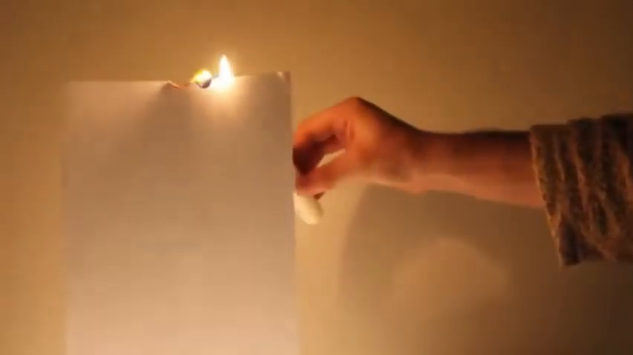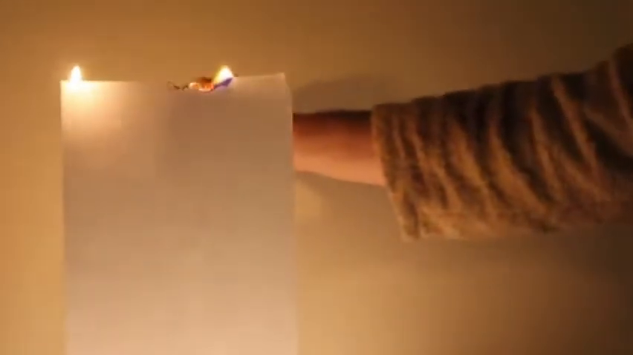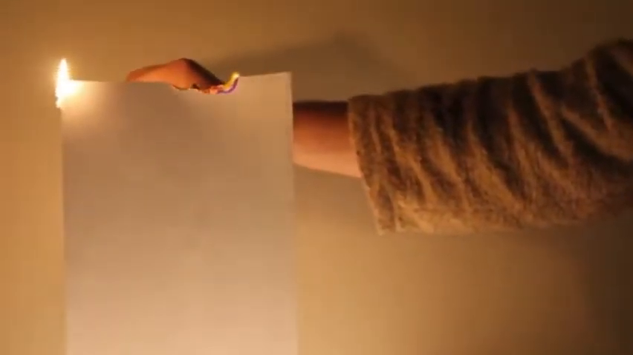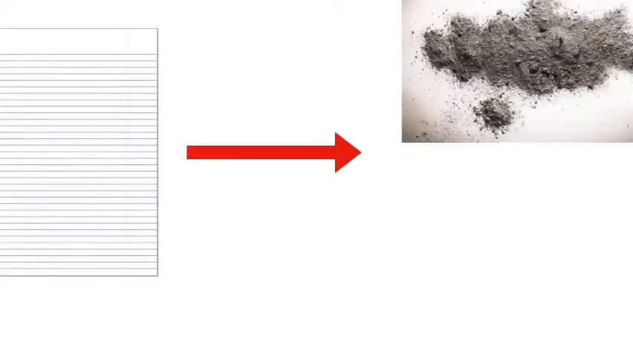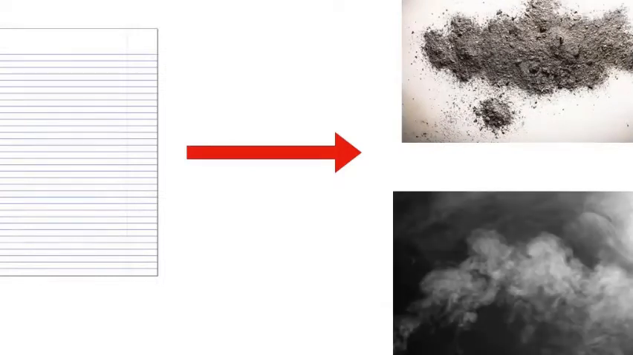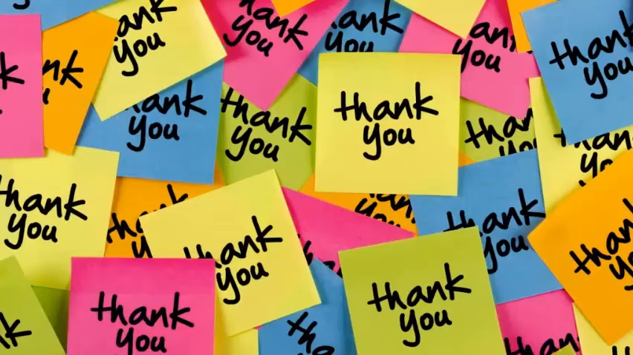Well, as you watch the paper burn, what you're seeing happen is a chemical change. A new substance is being created. When you burn paper, the paper is turning into both ash, which you might see on the floor, and the smoke that you see going up in the air. And because paper is turning into these new substances, this is an example of a chemical change.